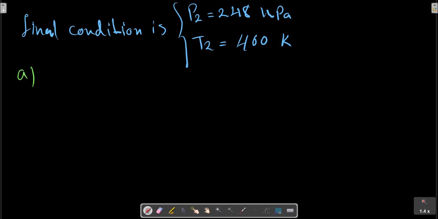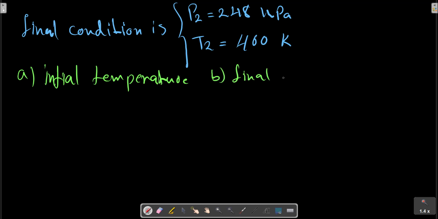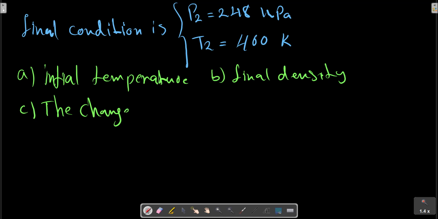Compute the initial temperature, the final density, the change in enthalpy, and the change in entropy.